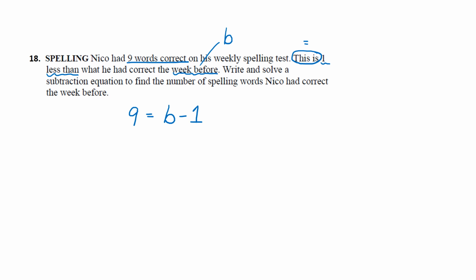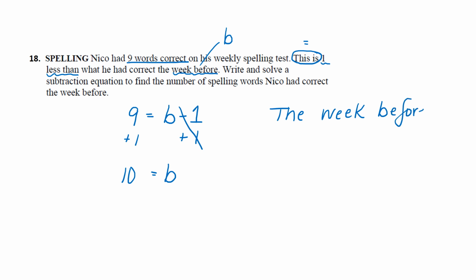All right, so what did he get the week before? We add 1, cancel each other out, B equals 10. So the week before, Nico got 10 words correct.